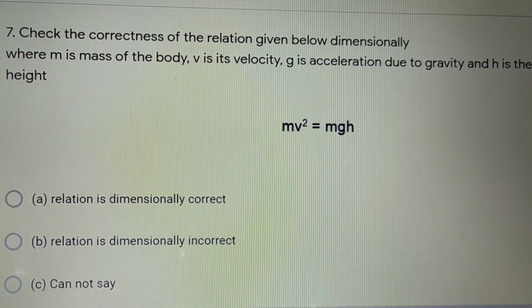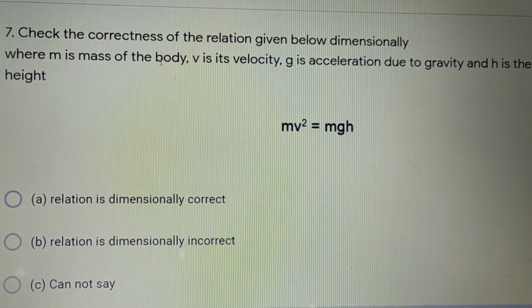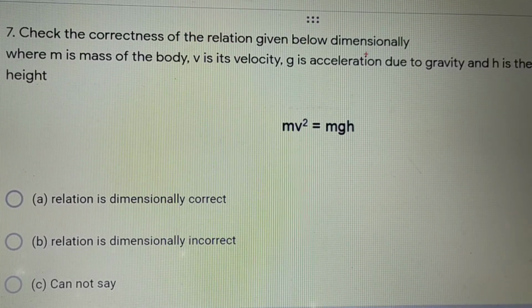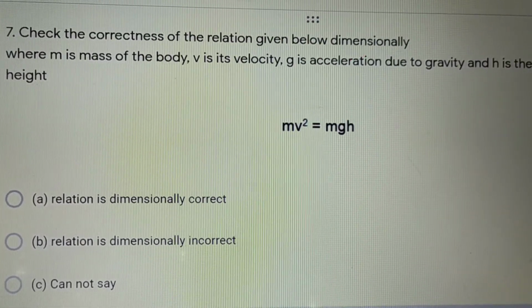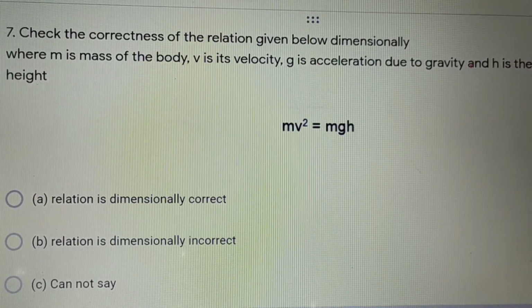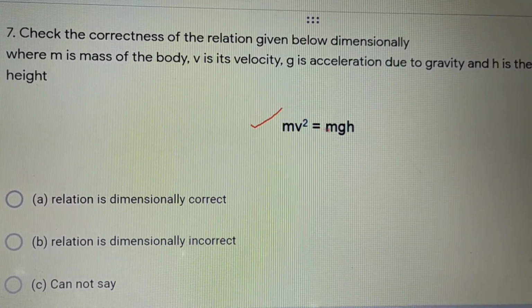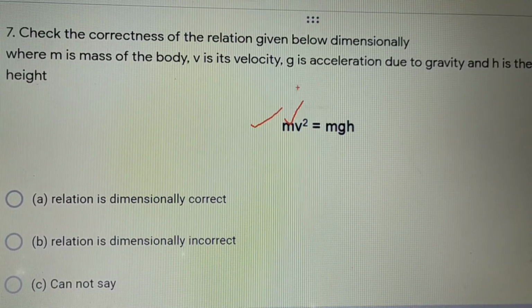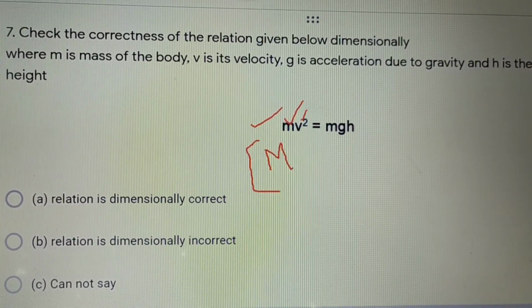Now what does the next question say? Check the correctness of the relation given below dimensionally, where m is the mass of the body, v is the velocity of the body, g is the acceleration due to gravity, and h is the height. The formula given to us is mv square is equal to mgh. We have to dimensionally check the correctness of the given equation. We already know the dimension of m is capital M, that is mass.